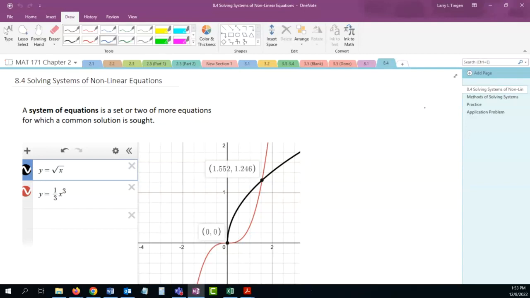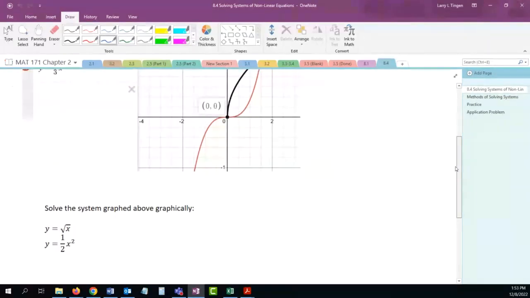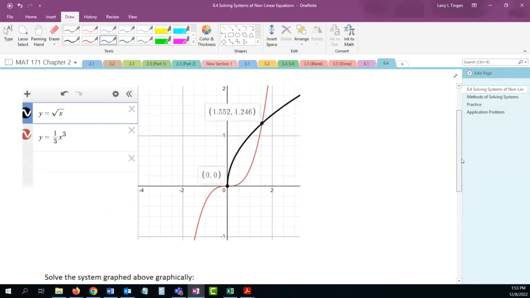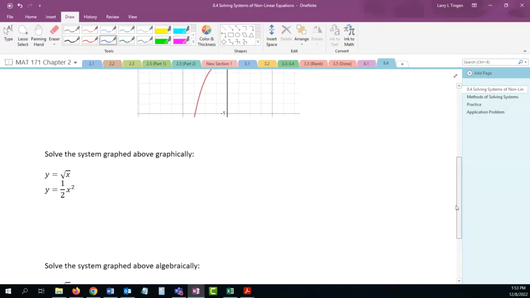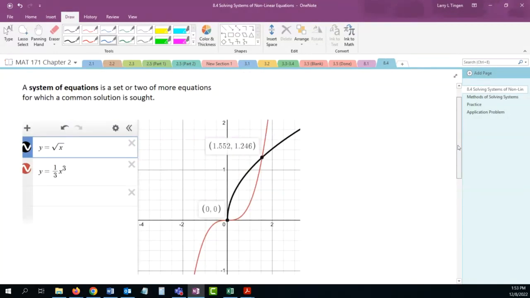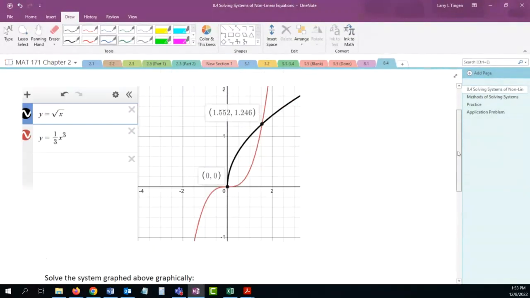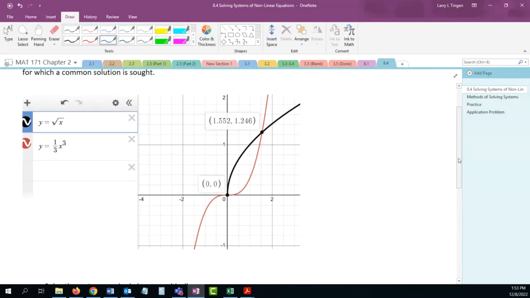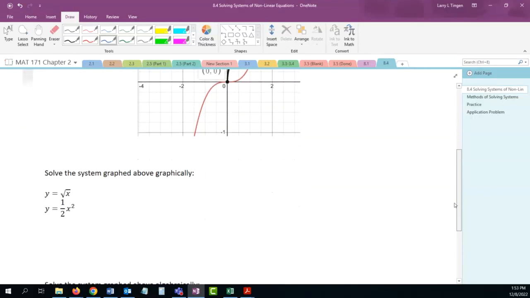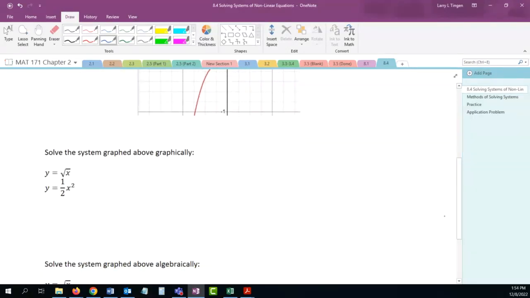So how are you going to solve this? Well, graphically is done right there, right? Oh, sorry. Solve the system graphically. Well, this system down here is not the same system that's graphed up here. All right, so this is one way to do it, and this is the square root of x and the 1/3 x cubed. Now, let's change the system.